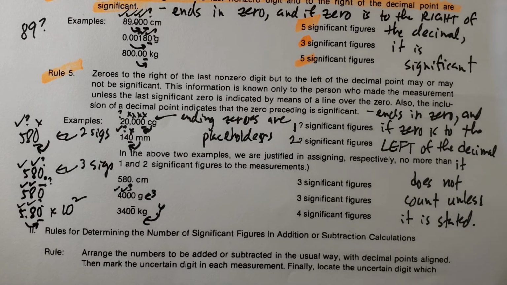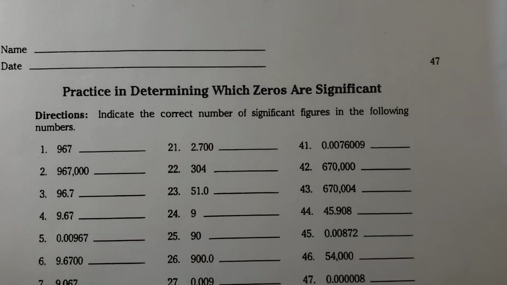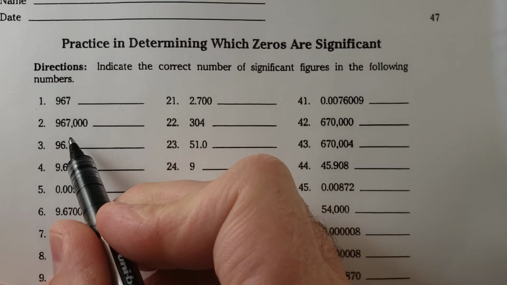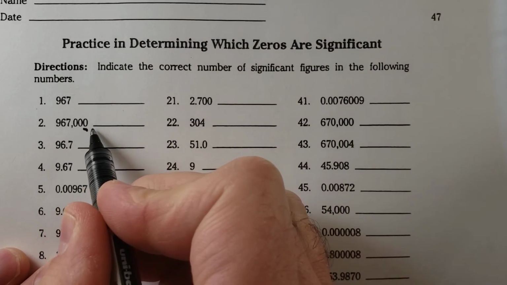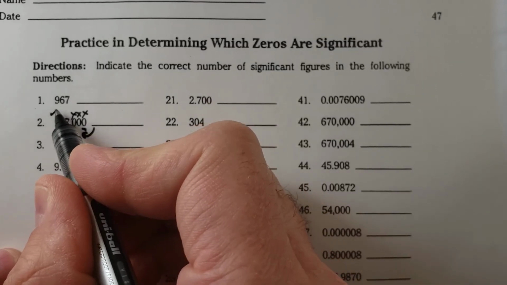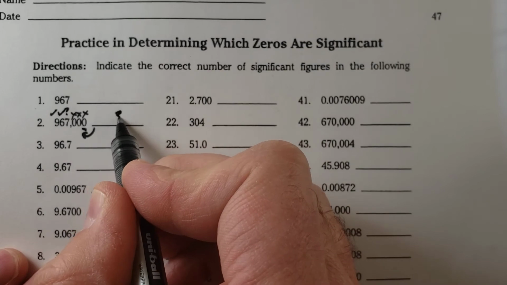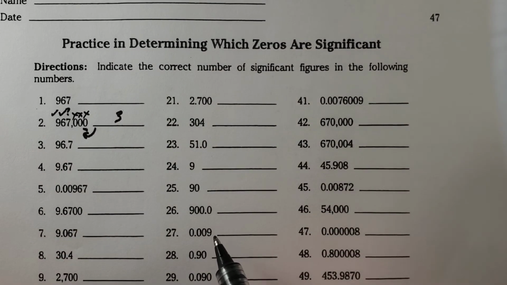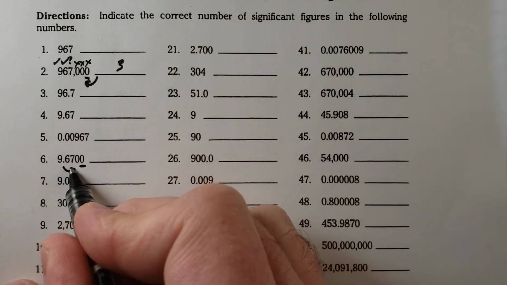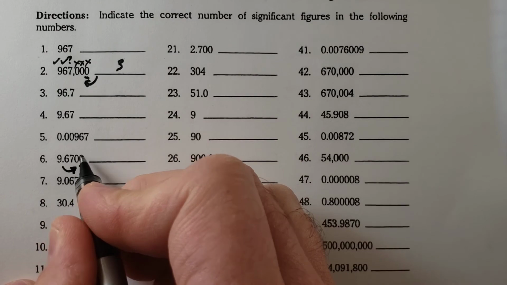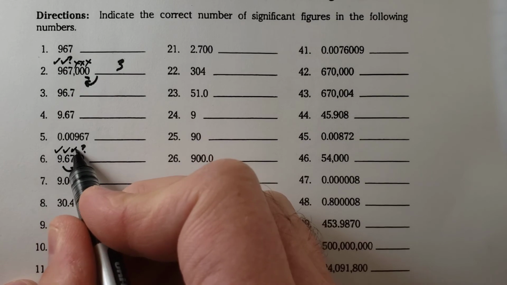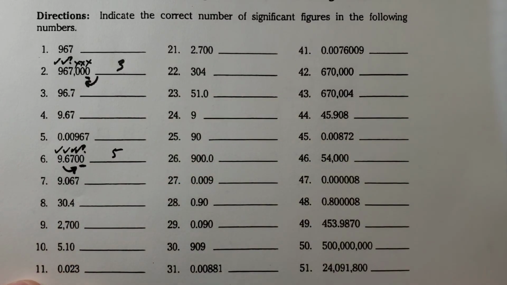So if you turn to the assignment, we could run through a couple of them. If you can find this assignment, you'll see examples here. For example, here 967,000, it ends in 0, but that 0 is to the left. So guess what? It doesn't count, doesn't count. Boom, boom, guess. 3 sig figs. And then compare that to this question here, number 6. It ends in 0, but the 0 is to the right. So that 0 does count. It's my last significant digit. It's my guess number. So in this case, there are 5 sig figs.